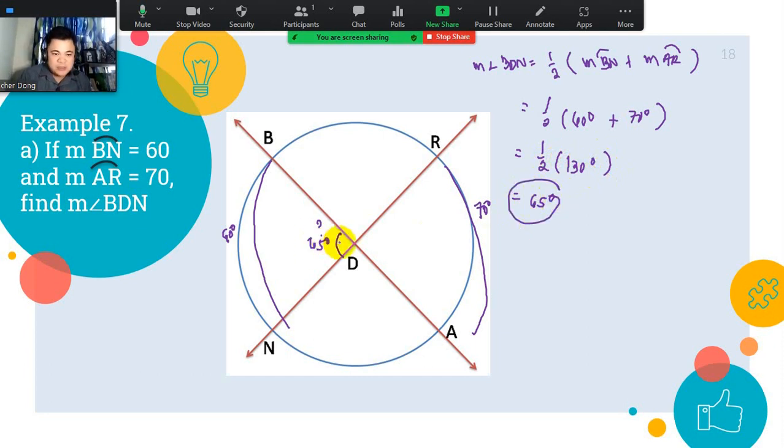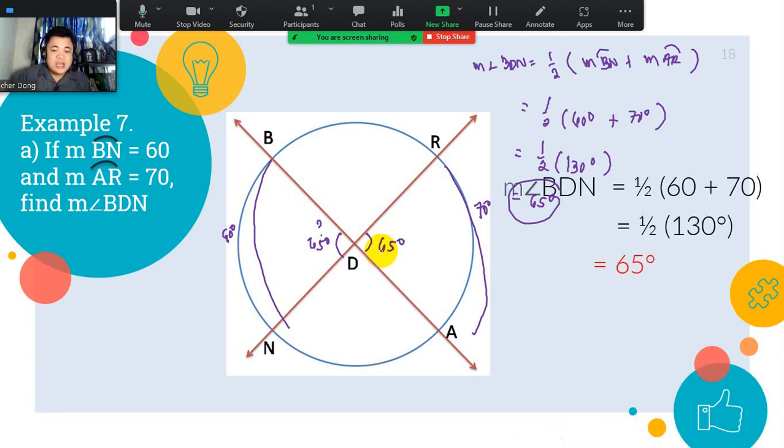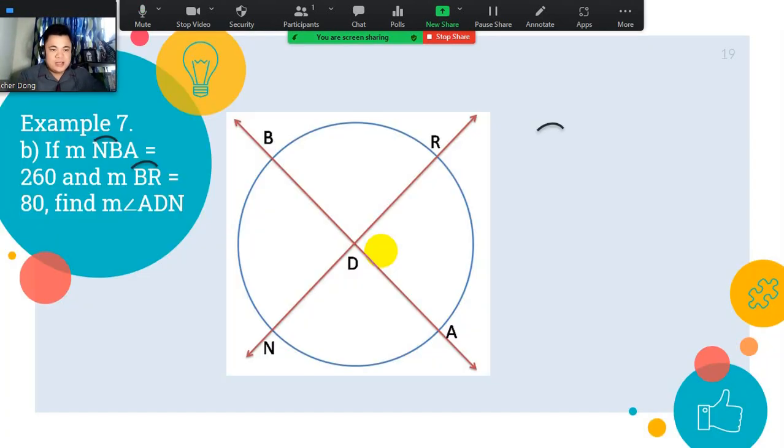If the measurement of this angle is 65, these are vertical angles, so this also measures 65 degrees. As simple as that. If in Theorem 113 we are subtracting the far and near arcs, here we are going to add the intercepted arcs. Okay, next.